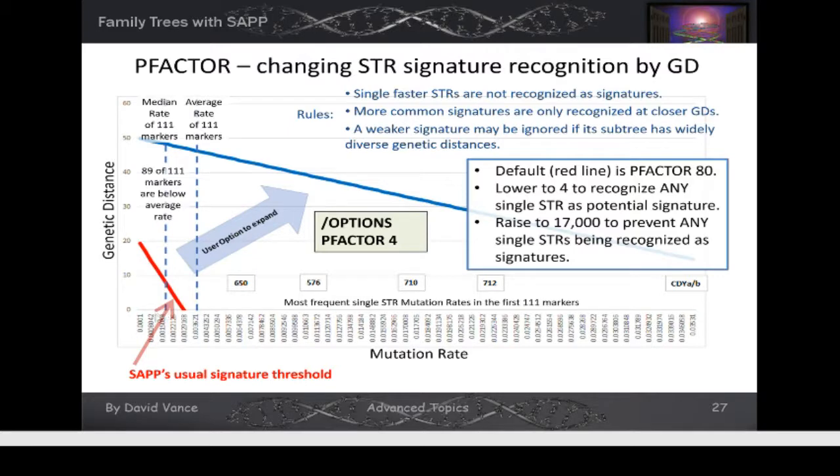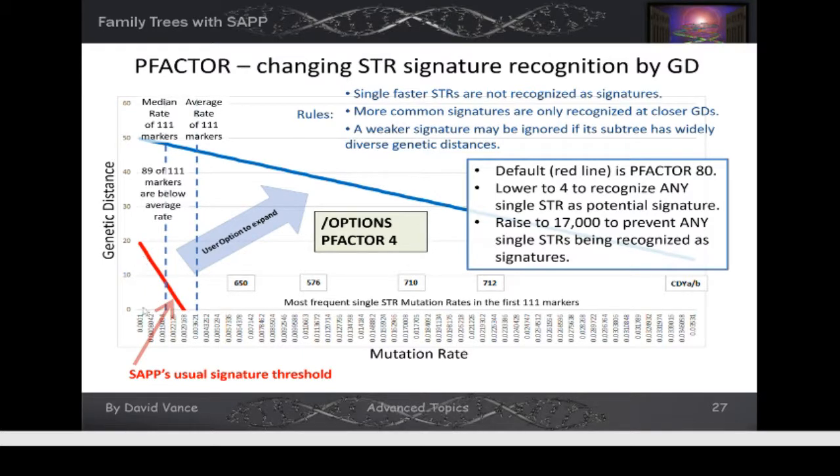And so if you have 2 or 3 or 4 STR signatures, you get odds down here in the lower left. The normal threshold for how SAPP recognizes signatures is set about here. So it will normally recognize most of the single slower mutating markers as a signature, and certainly any double or triple or higher number of STRs involved in a signature will get recognized. But the genetic distance will certainly matter as well.